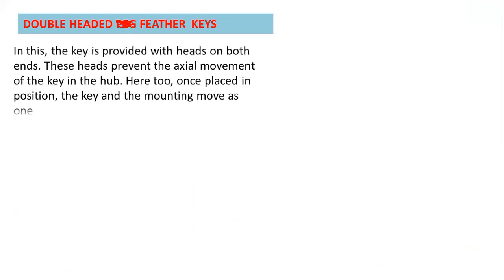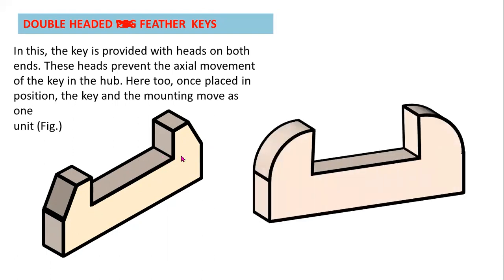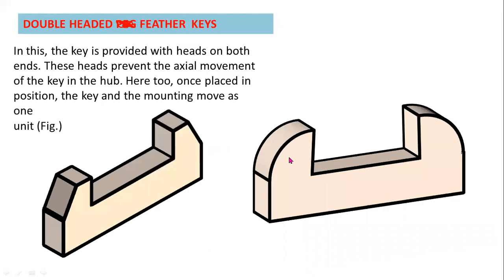Double-headed feather key. In this, the key is provided with the heads on both ends. These heads prevent the axial movement of the key in the hub. Once placed in position, the key and the mounting move as one unit. So this double-headed feather key is provided with the heads on both ends.